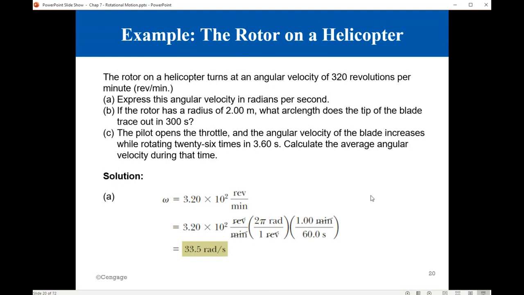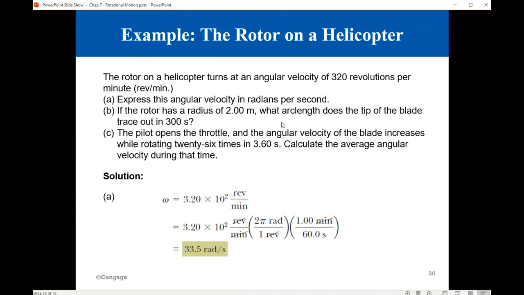Example: the rotor on a helicopter turns at an angular velocity of 320 revolutions per minute. We use this mnemonic, rev per min, which means revolutions per minute. Express this angular velocity in radians per second. If the rotor has a radius of 2 meters, what arc length does the tip of the blade trace out in 300 seconds? The pilot opens the throttle and the angular velocity of the blade increases while rotating 26 times in 3.6 seconds. Calculate the average angular velocity during that time.